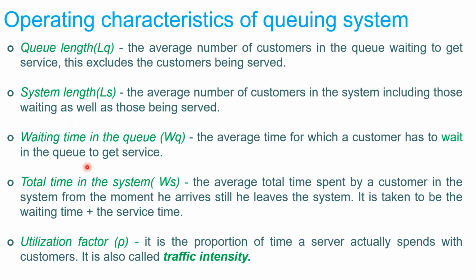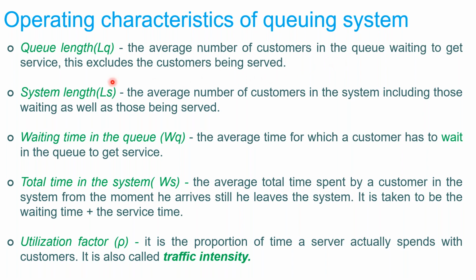Today we'll see the different operating characteristics of a queuing system, which are the different definitions, the terms that are involved in your queuing system or in your queuing models. The first thing that we have to see is queue length. It is nothing but the average number of customers present in the queue waiting to get service. This excludes the customers being served.